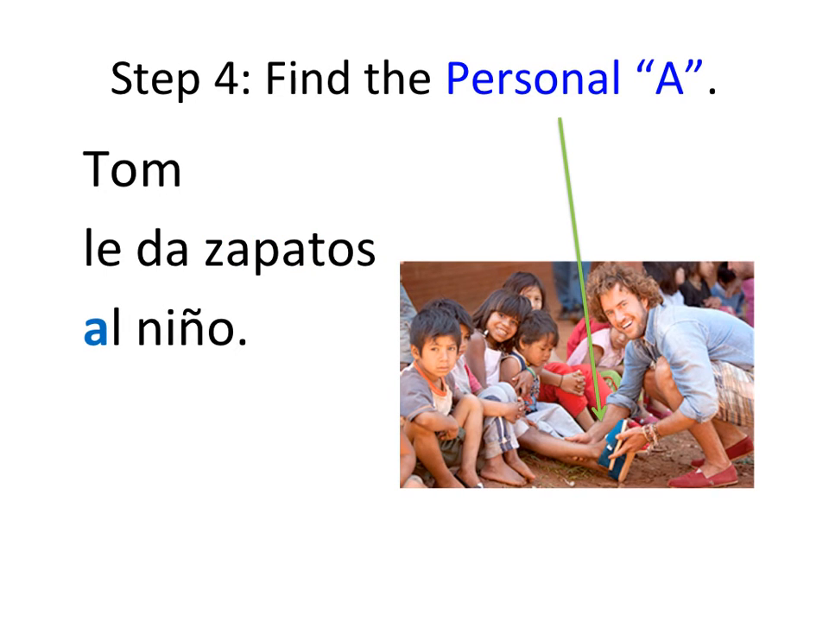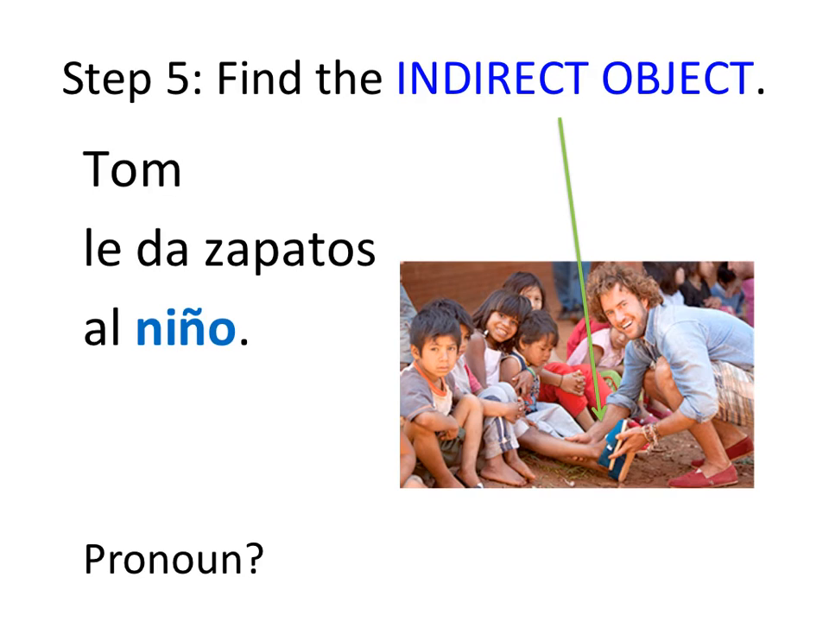The fourth step is finding the personal a. And why is it important to find the personal a? That little a tells us what? Exactly. That's going to help figure out what the indirect object is. And that's our last step. Step 5, find the indirect object. So once we see that personal a, we know who the indirect object is. And once we get there, we can replace our indirect object with a pronoun.